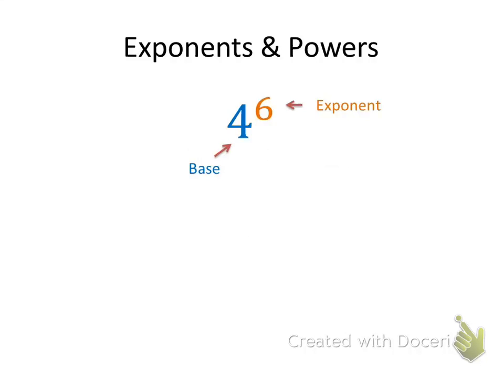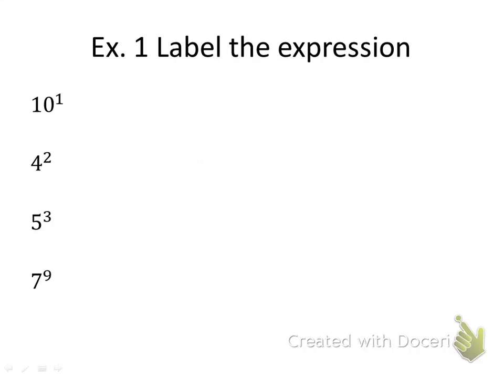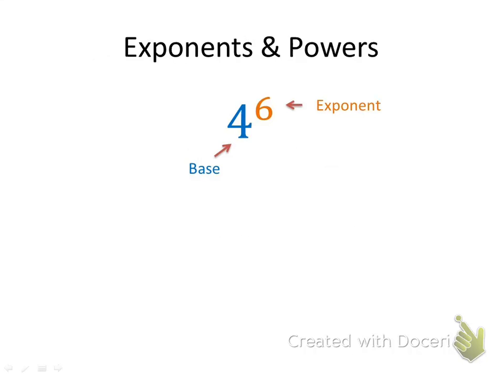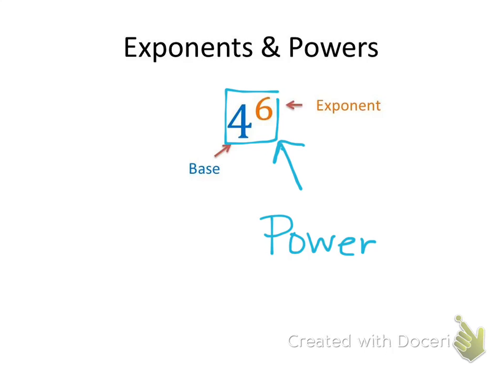Now, this whole problem right here is called a power. Just like when I look at, let's say, a football team, I call that a football team. There's a bunch of different people on it, different positions: running back, wide receiver, quarterback, whatever it is. But we call the whole thing a football team. That is exactly like this right here. I've got different pieces, but I call the whole thing a power. So if I were to ever say evaluate the power, that just means solve the problem.